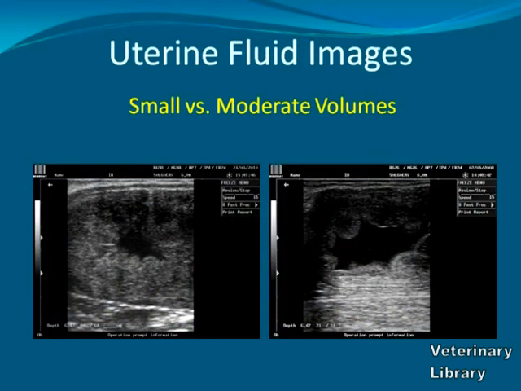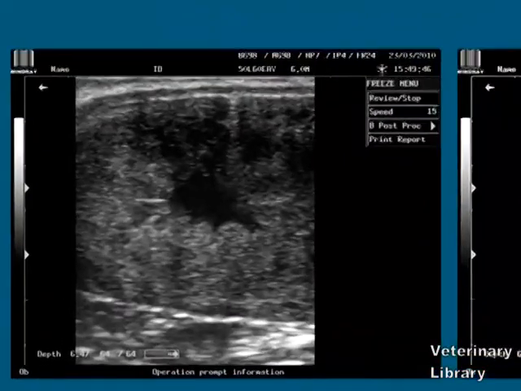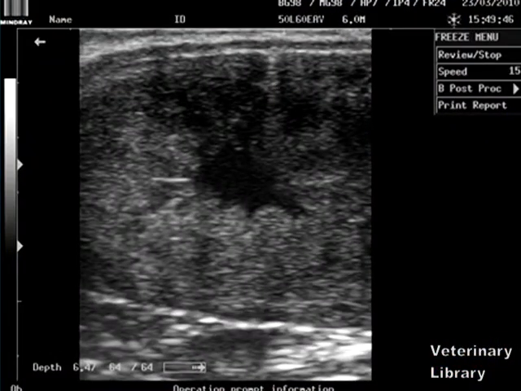This set of ultrasound images contrasts a small amount of fluid on the left with a more moderate amount of fluid on the right. The image on the left illustrates the volume of fluid that I was referring to earlier, where I normally leave it untreated or clear it with an injection of oxytocin.